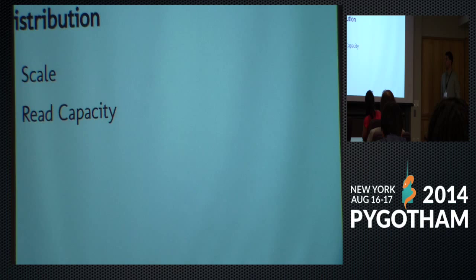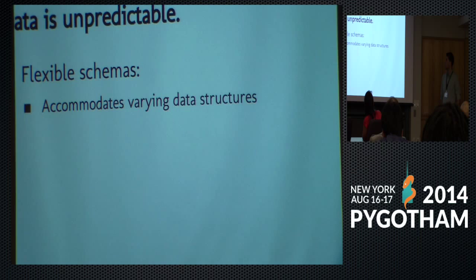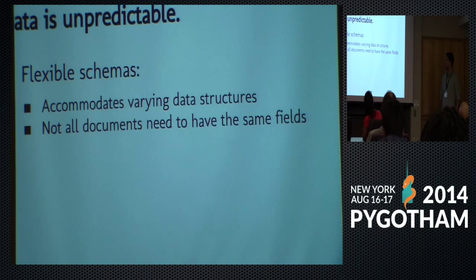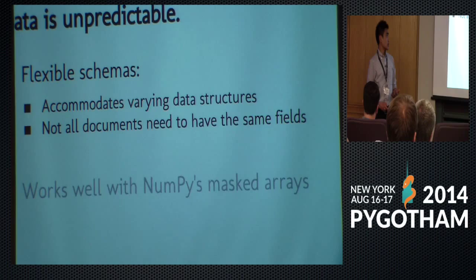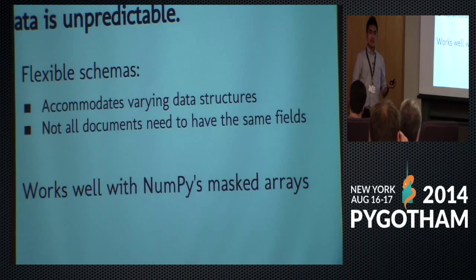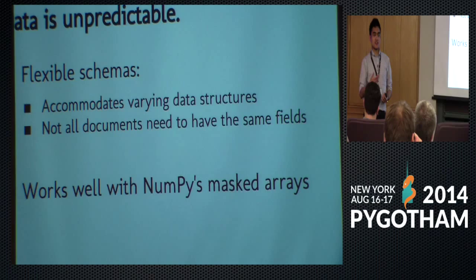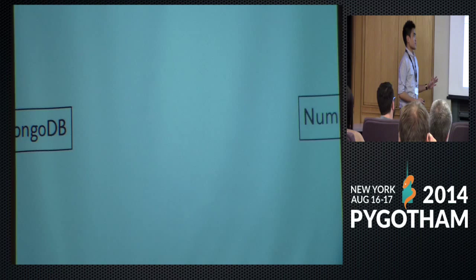But most importantly, data is unpredictable in the real world. MongoDB gives us flexible schemas, meaning that it can accommodate varying data structures, and not all documents in the same collection have to have the same fields. For example, if you have sensors taking time series data, and one malfunctions, something goes wrong, it drops on the ground, and you have data that's missing, that's perfectly okay. This happens to work very well with NumPy's masked arrays. If you've never used NumPy's masked array module before, it's like a regular NumPy array with an added array as a bit mask. The mask is turned on to signify that the data at this index is invalid or corrupted, which works well in the real world when you can't guarantee that all the data you get is going to be pristine. So here's our picture right now. We have our data in MongoDB, and we clearly want to use NumPy. But the big question is, what happens in between?